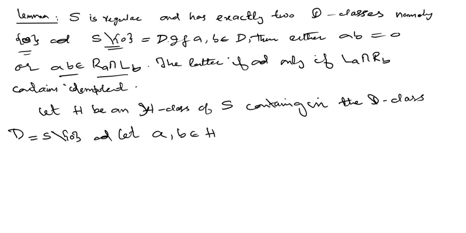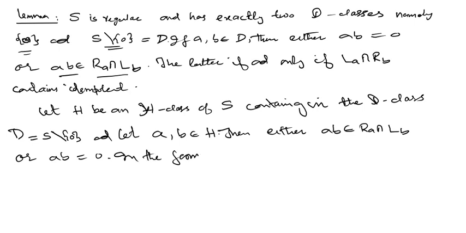That we have done in the previous lecture. Then either AB belongs to RA intersection LB, or AB is equal to 0. And in the former case we have this H is a group by Green's theorem, and the former case means that this AB belongs to RA intersection LB.